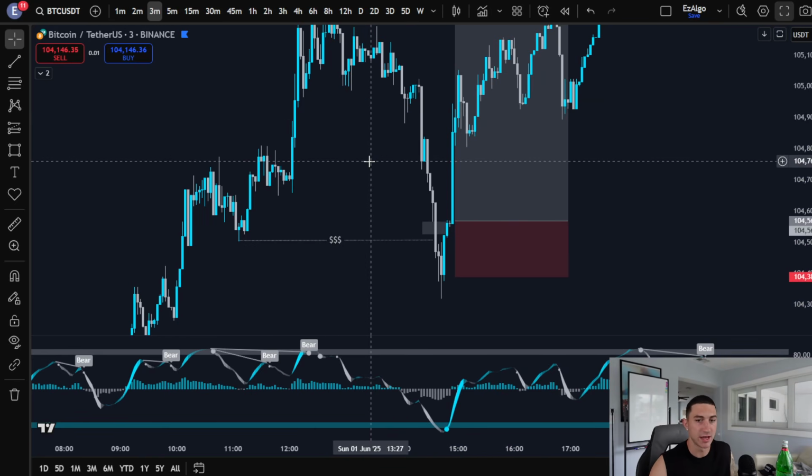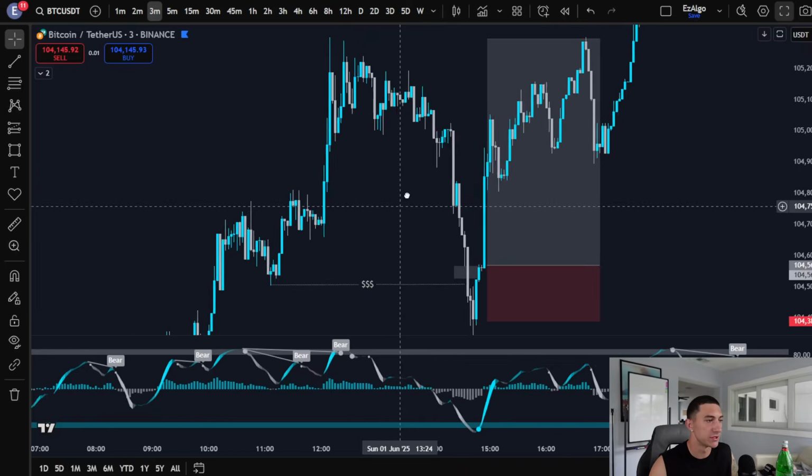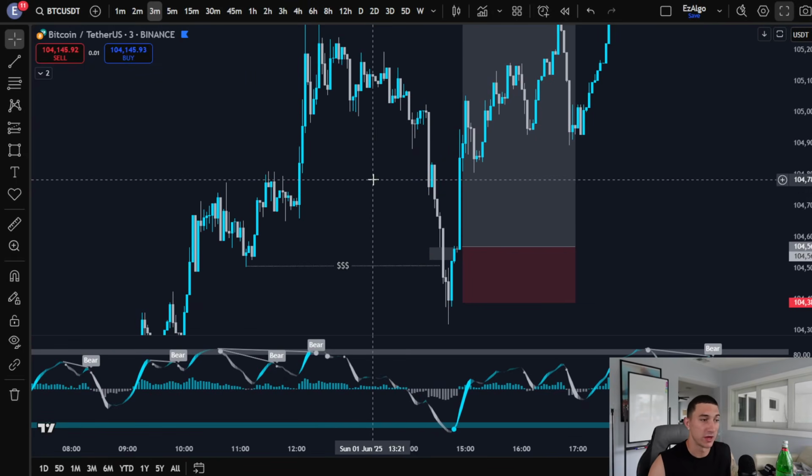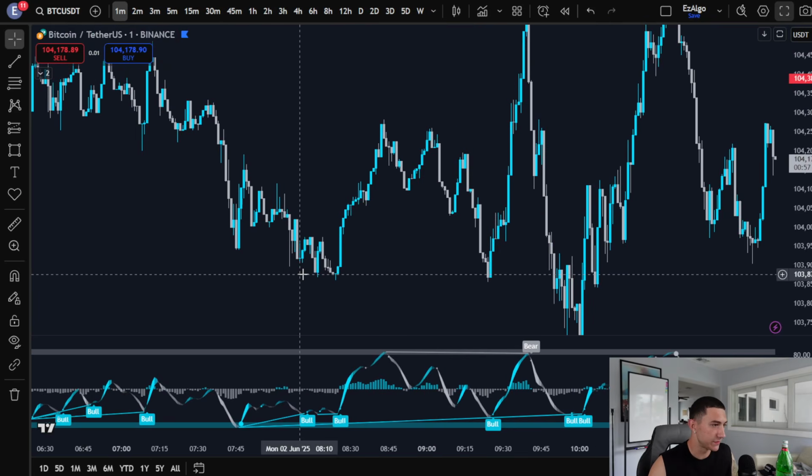I'm just showing you guys the entry model, okay? Obviously, more stuff goes into this. You need to be using other forms of higher time frame confluence, but as far as the entry goes, this is what you want to look for to enter the trade. Again, some more examples just from this morning, okay?